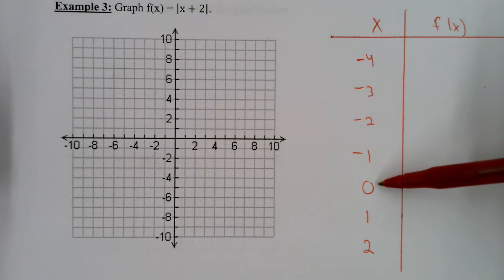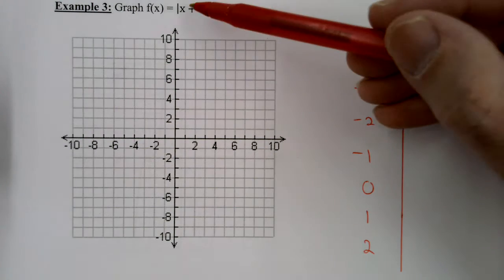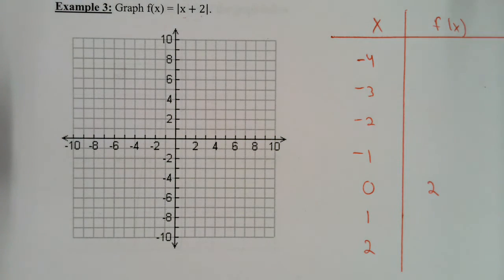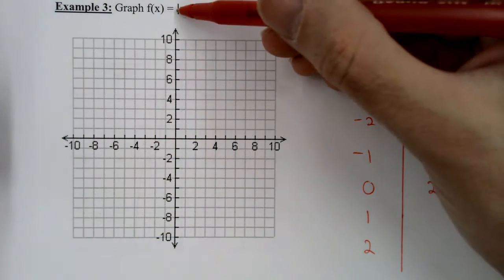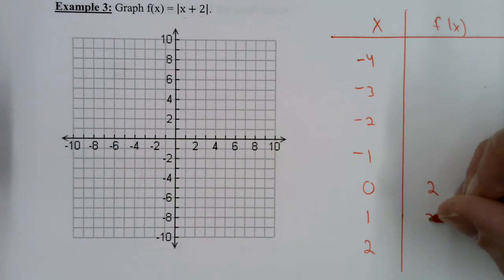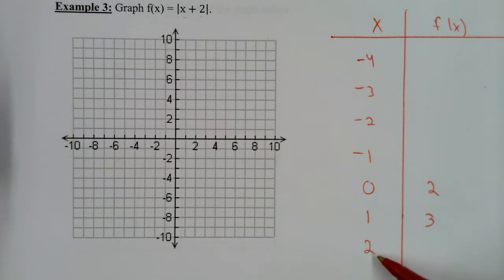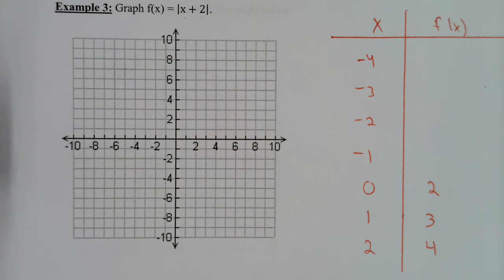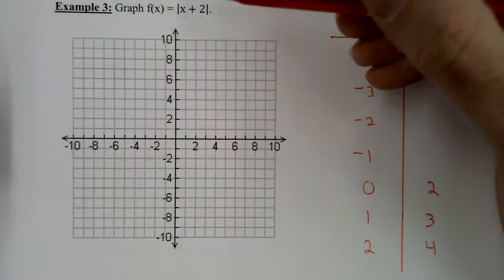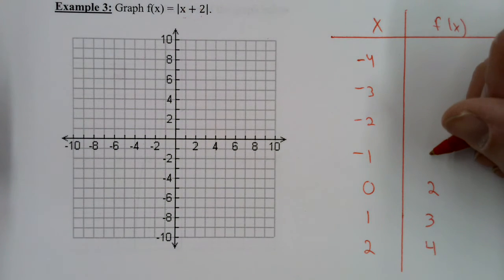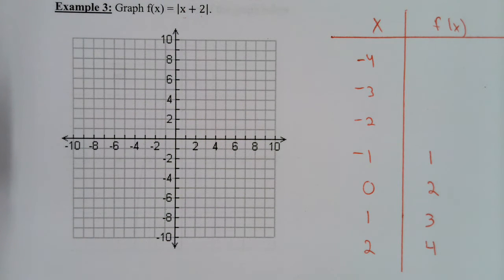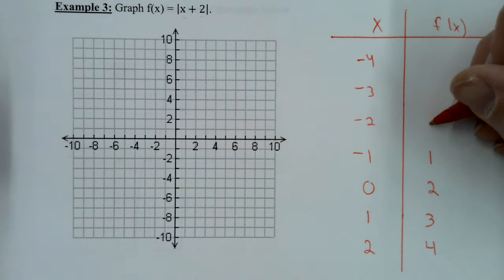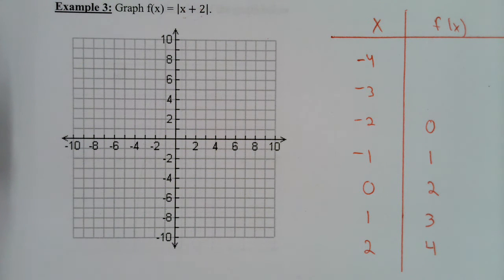I'll do 0 first, because let's do the positives first. When x is 0, 0 plus 2 is 2. The absolute value of 2 is 2. When x is 1, 1 plus 2 is 3. The absolute value of 3 is 3. When x is 2, 2 plus 2 is 4. The absolute value of 4 is 4. When x is negative 1, negative 1 plus 2 is 1. The absolute value of 1 is 1. When x is negative 2, negative 2 plus 2 is 0. The absolute value of 0 is 0.